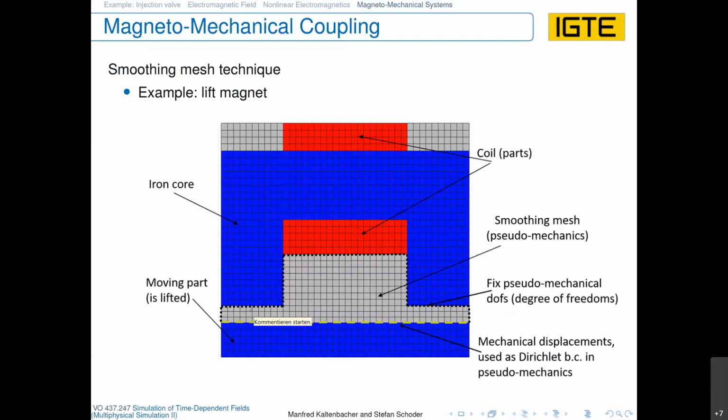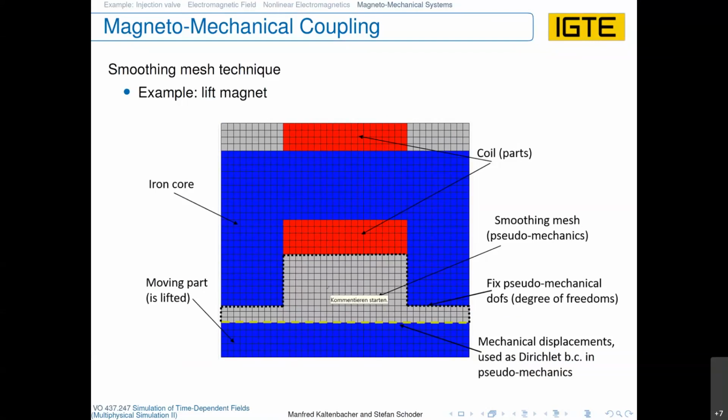So the idea is to also try to change the mesh here. We not only add the mechanical deformation of the nodes on the surface to the original coordinates, but distribute the mechanical deformation in the whole air region, which is shown here in gray.